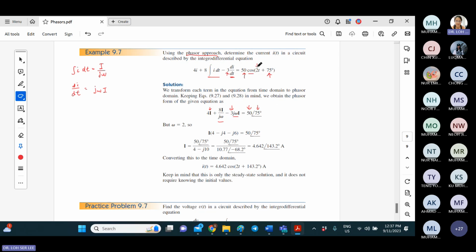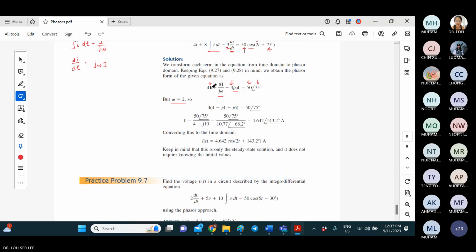And you are given this. What is this? You are given this 2t. What is the 2? Alpha, omega, W. Yes. Okay, so we know what is this value now. Okay, next. All this, we have to simplify.